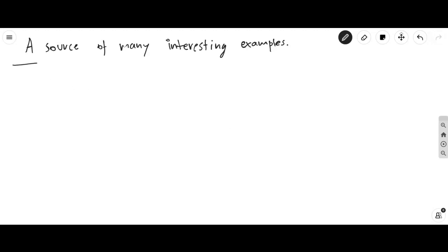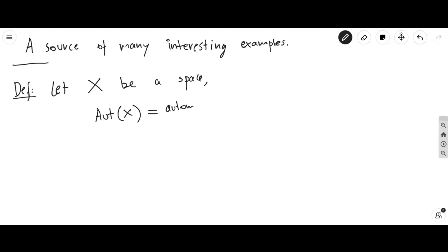So let's make a definition. Let X be a topological space, and Aut of X. So these are the automorphisms of X. This is simply the collection of maps from X to itself. That's what an automorphism is. It's a map f from X to itself, so that f is a homeomorphism.